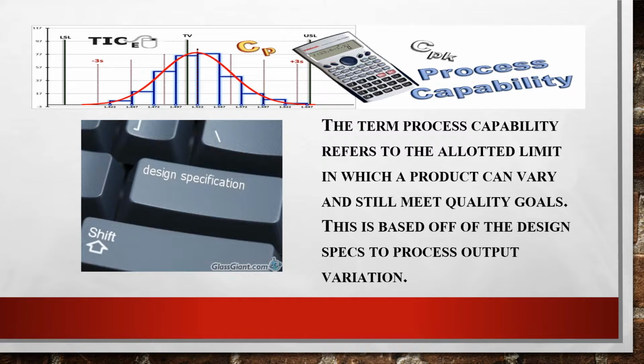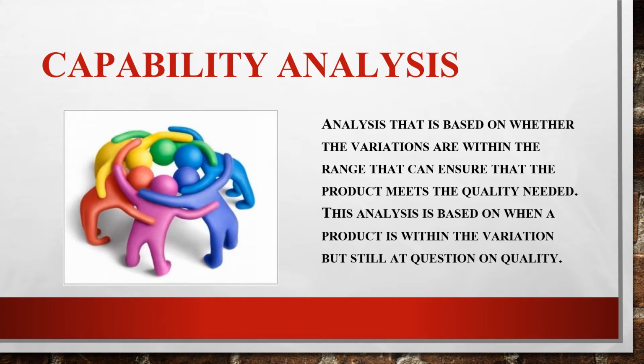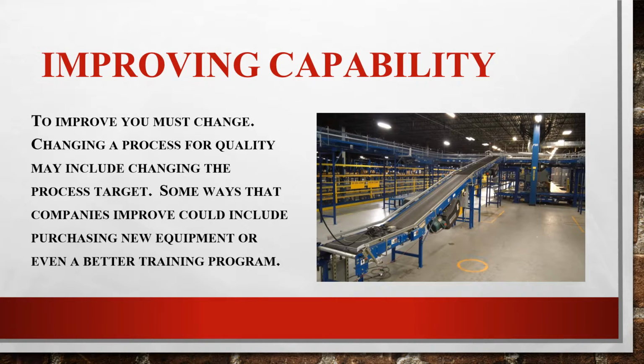Process capability. This term refers to how much variation is tolerable to meet the goals in quality. Capability analysis. This analysis is done to determine whether the process meets the quality standards set forth in the beginning. You must upgrade equipment or get a better training program. This will reassure that you'll have a reduction in your variations along with improvement of overall quality of your product.